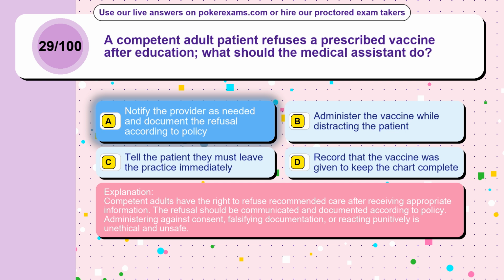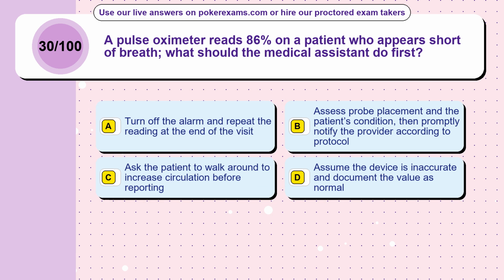Competent adults have the right to refuse recommended care after receiving appropriate information. The refusal should be communicated and documented according to policy. Administering against consent, falsifying documentation, or reacting punitively is unethical and unsafe. Question 30. A pulse oximeter reads 86% on a patient who appears short of breath. What should the medical assistant do first?